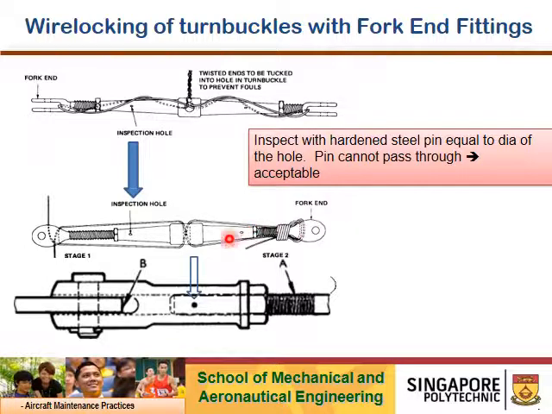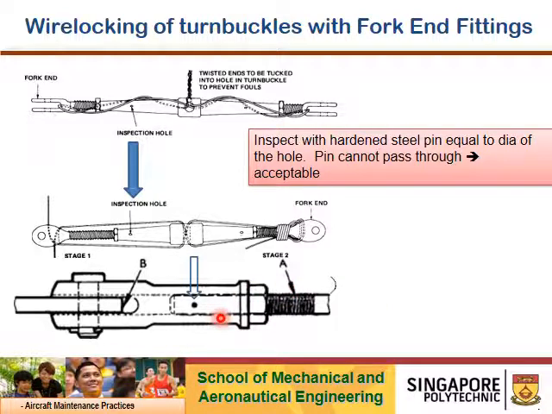In these slides, we want to talk about the inspection hole. This inspection hole allows the inspector to visually ensure that the male threaded end is fully engaged, passing through the inspection hole. This tells the inspector that the thread engagement is sufficient to prevent the cable run from breaking.